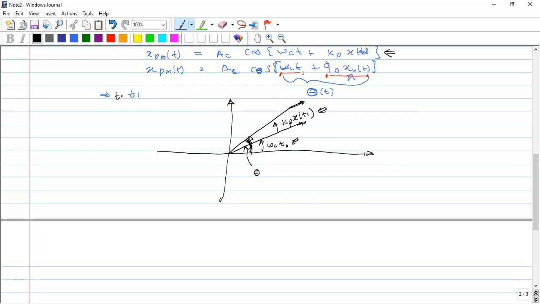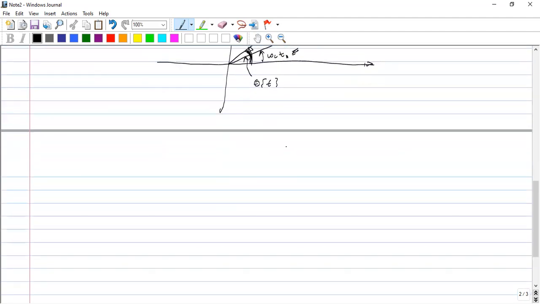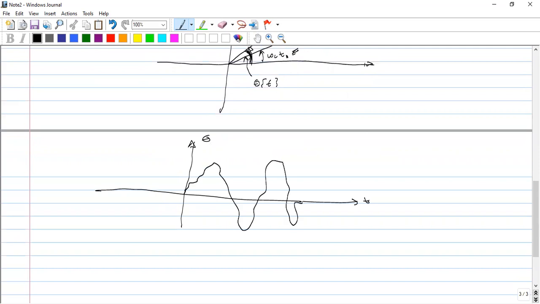You can see that this theta is varying according to time, and this theta is also varying according to the message signal. If we plot theta with respect to time, it will have some values like this. We don't know the variation. This variation also depends on our message signal x t.